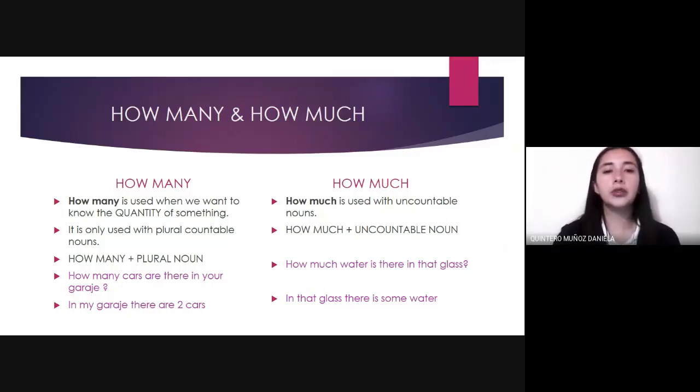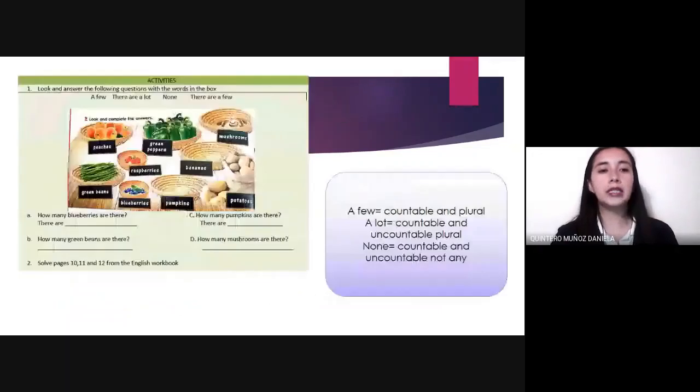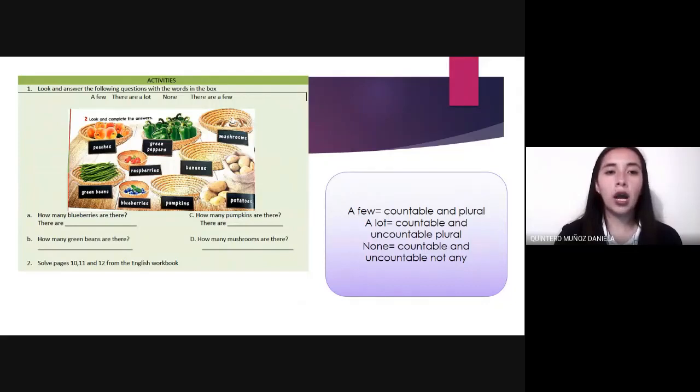We are going to continue with this activity. This is the first activity of the first English guide. It says, look and answer the following questions with the words in the box. We have the words a few, there are a lot, none, and there are a few. And I am going to explain first what is a few, a lot, and none.